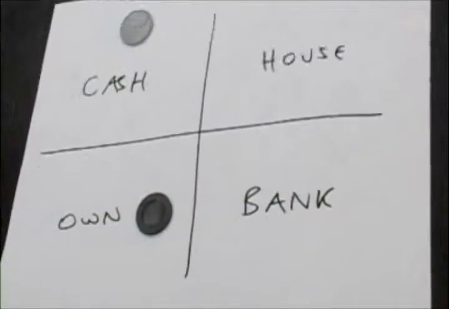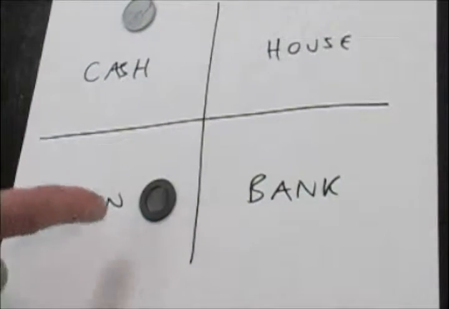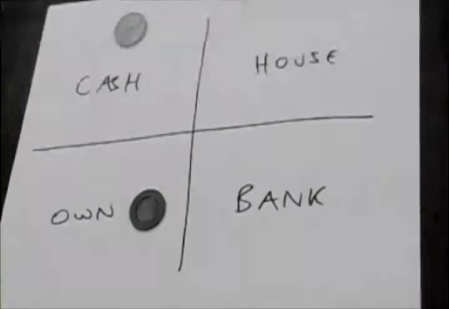So you're back where you started. You have cash of $100,000. You own it, so you have equity of $100,000. It's time to look for another job.